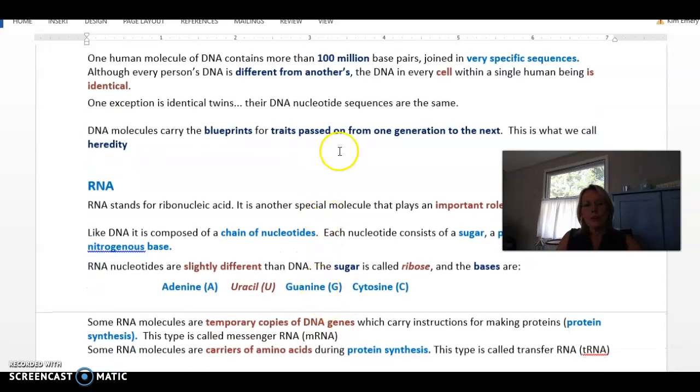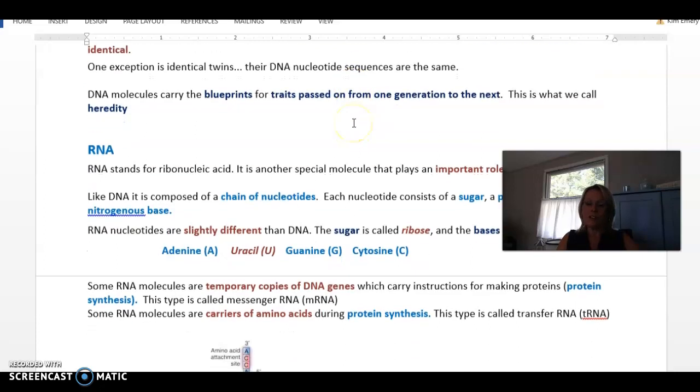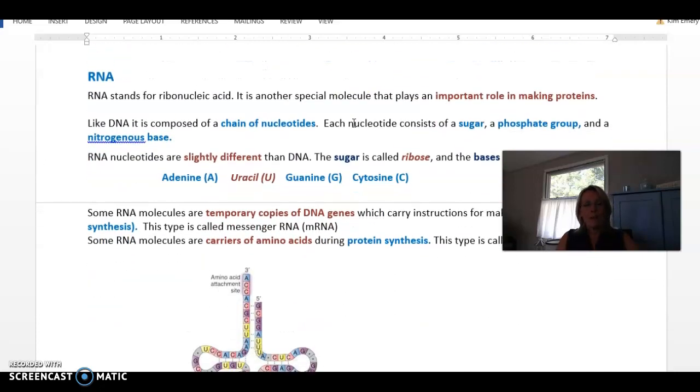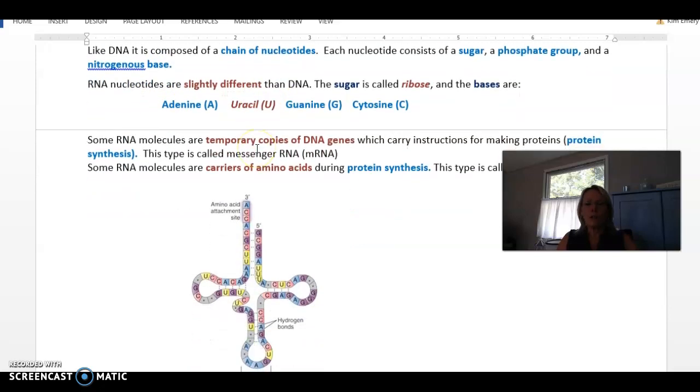All right, so we say that the DNA molecules carry blueprints for traits that get passed down from one generation to the next, and that is called heredity. The other type of molecule where nucleic acids are used, at least in another big one anyway, is RNA, which again is ribonucleic acid. It plays a very important role in making proteins. So there's a few different types of ribonucleic acid that help to make proteins, and we'll get into that in another chapter. But I wanted to cover a little bit about RNA.